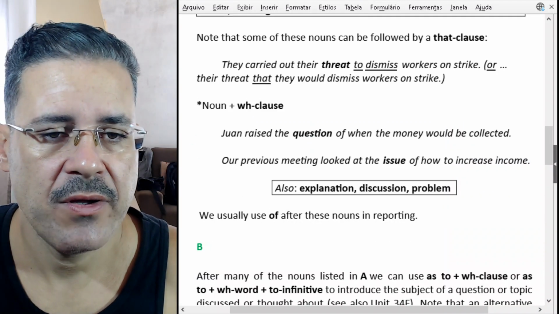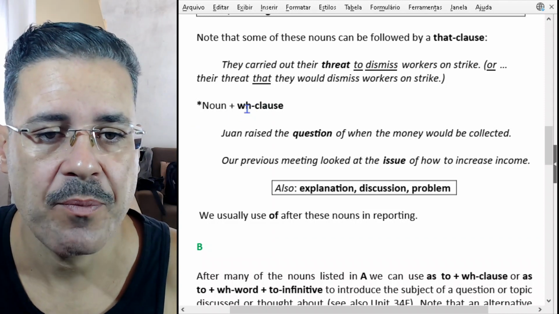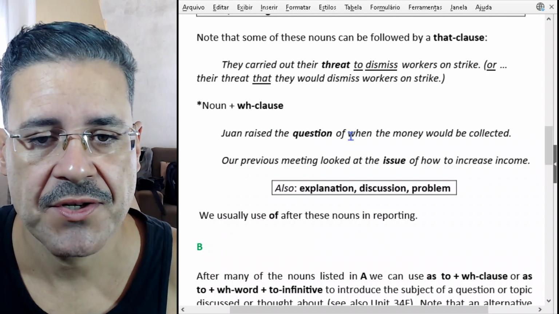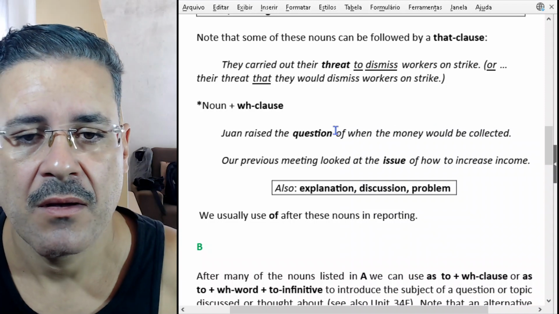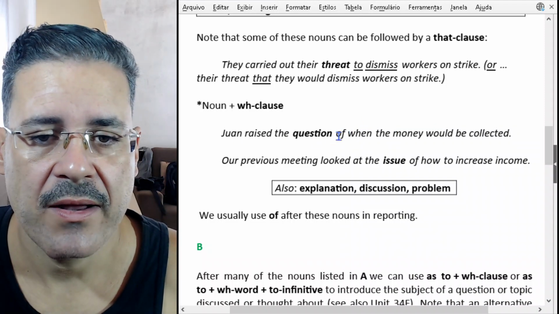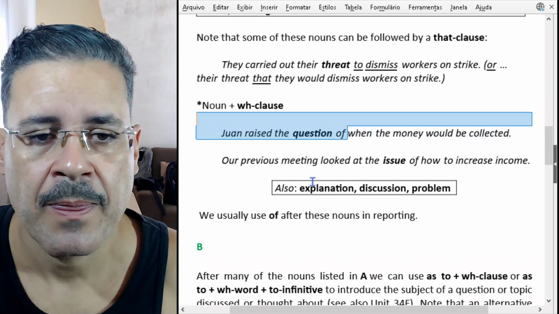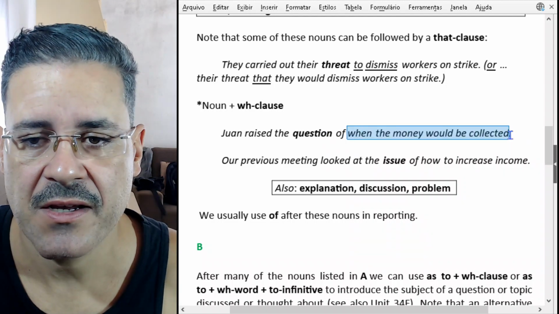Another example here, another pattern actually. We've got now plus WH clause. One raised the question of when the money would be collected. Of when. One raised the question of when. We've got the WH clause here.